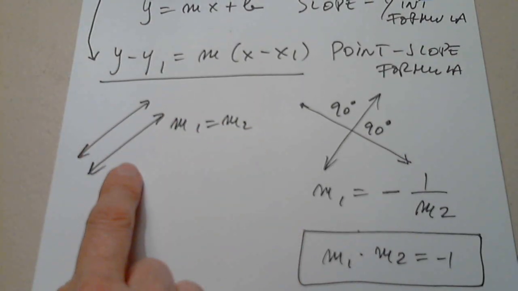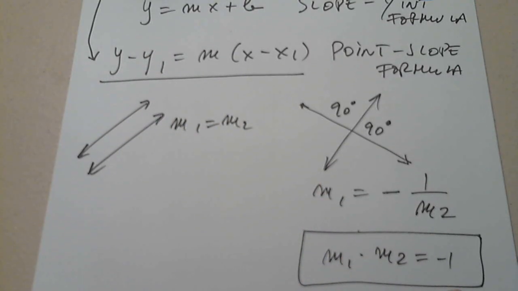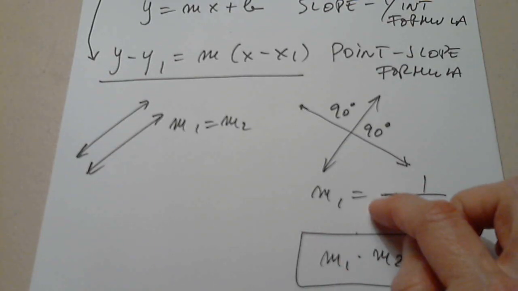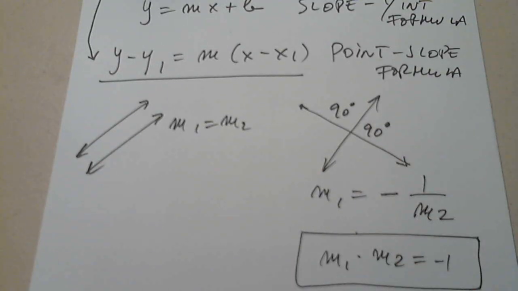Here, if they are parallel, the slopes are the same. If they are perpendicular, the product equals -1. Instead of saying one slope is the negative multiplicative inverse of the other, no, the product is -1. You remember it the way you like. It doesn't matter, it's the same thing. Okay, so let's practice a little bit.